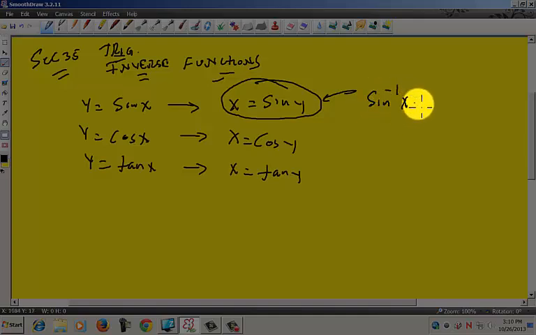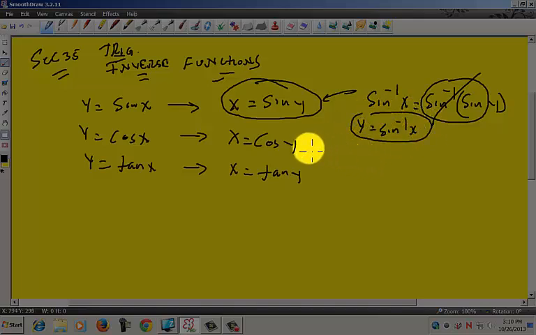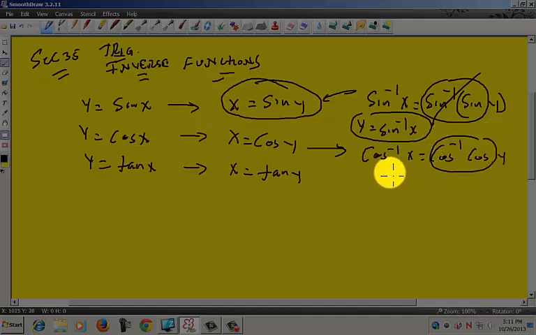Sine inverse of x is equal to sine inverse of sine of y. Okay, and inverse and sine, they undo each other. So you're going to get y is equal to sine inverse of x. So this is the inverse of the sine function. We're going to do the same thing here. You're going to take cosine inverse of both sides. So cosine inverse of cosine of y, and these undo each other. So you're going to get y is equal to cosine inverse of x.